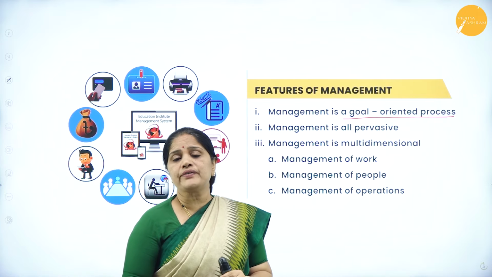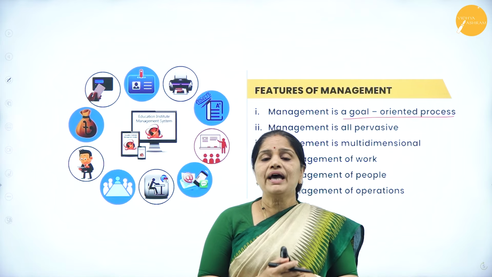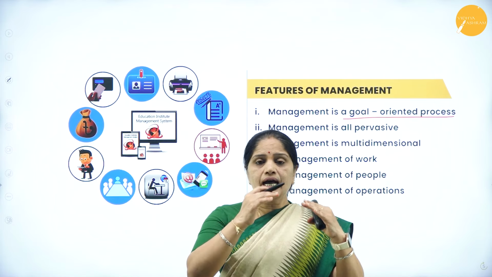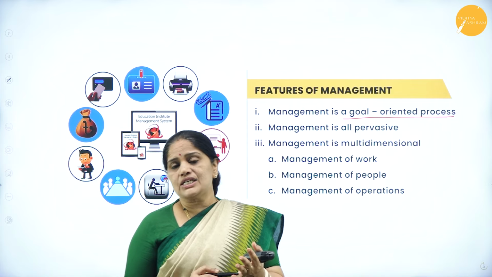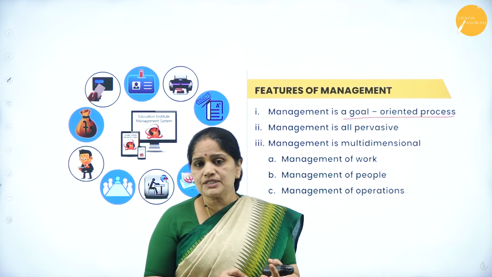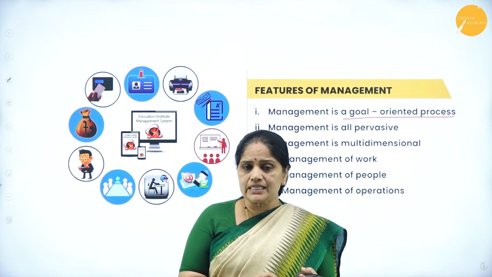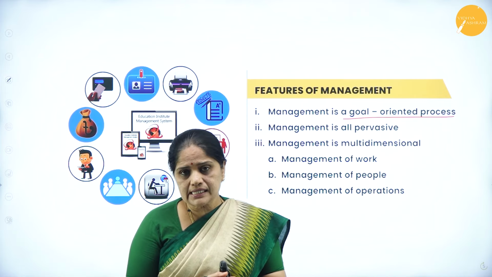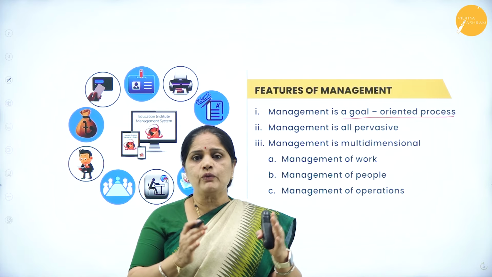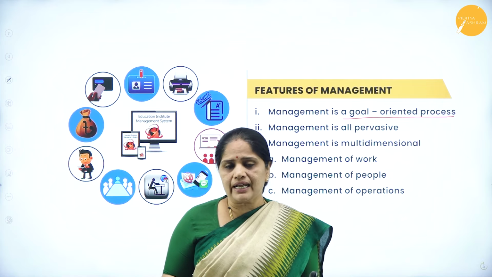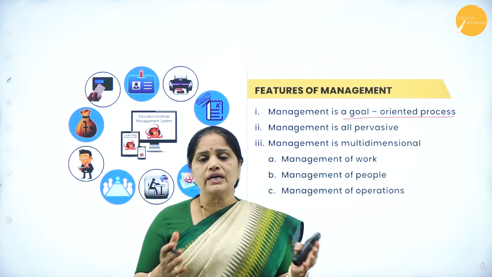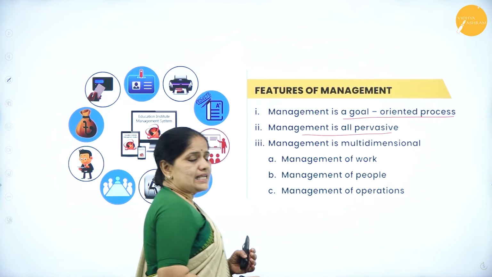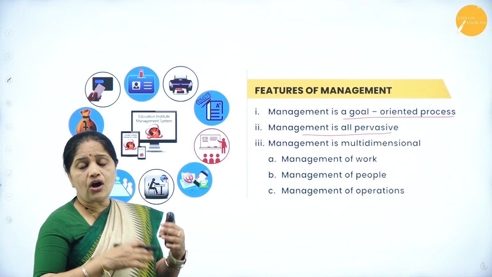Then management is all pervasive. So why do we say management is all pervasive? Management exists at all the levels of the organization, whether it is the highest level, middle level or the lower level. In all levels of the organization, we can find management. In addition to that, management is found in all kinds of organizations, whether it is a social organization, economic organization, non-profit organization or any form of organization. Whenever we see a group of people working together, it means that management is there. If management is not there, there cannot be coordination between a group of people. So we say that management is all pervasive. It exists at all levels in all kinds of organizations in all parts of the world.